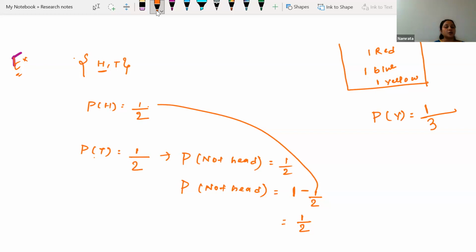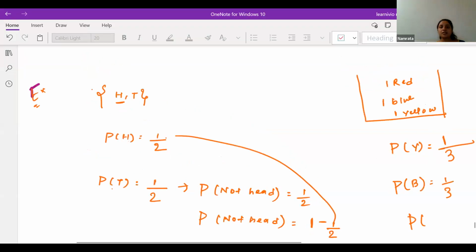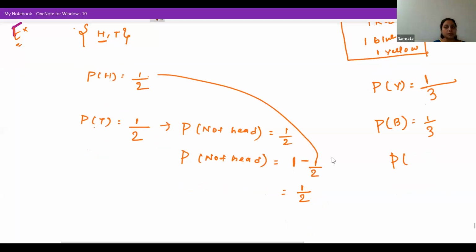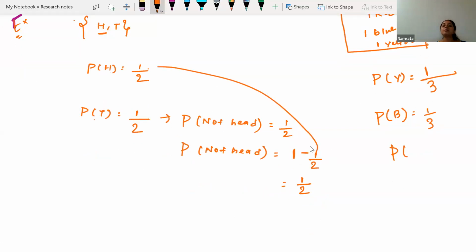Yes, we are continuing with the same. So the probability of picking a yellow ball will be 1/3. The probability of picking a blue ball will be 1/3, and the probability of picking a red ball will be 1/3.